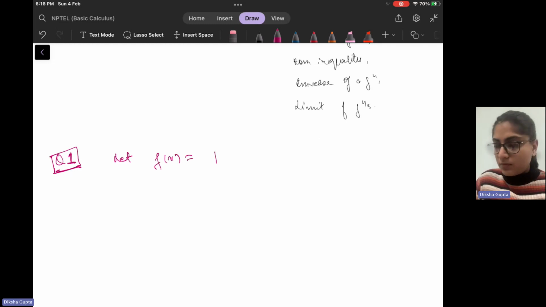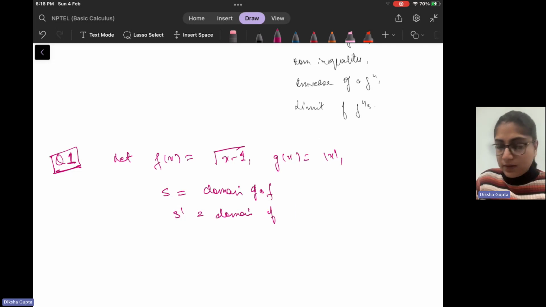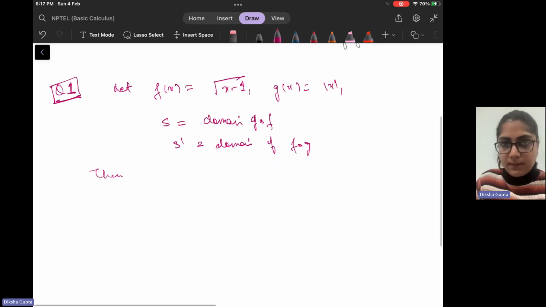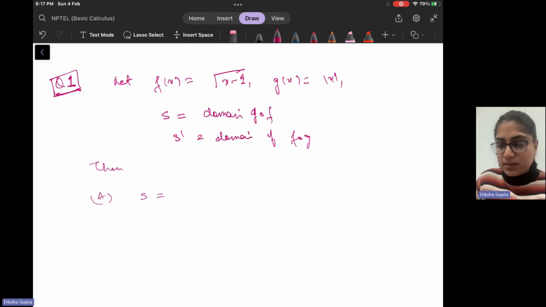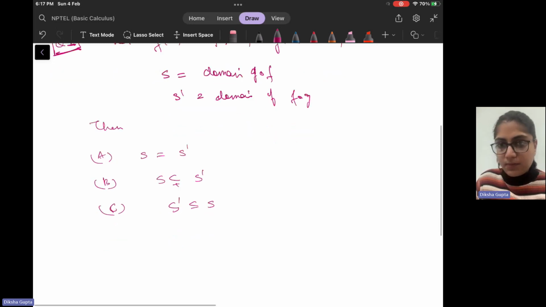Let f(x) equals x minus 1, g(x) is mod x, S equals the domain of g∘f, and S' equals the domain of f∘g. Then you have to choose the correct option. Is S equal to S', S is properly contained in S', or S' is properly contained in S? D, S is not contained in S', and S' is not contained in S.